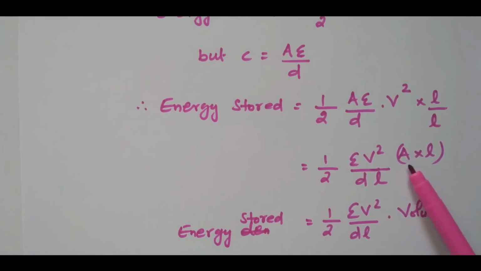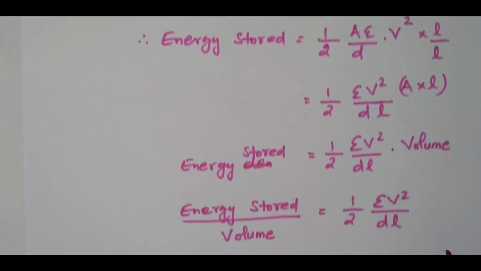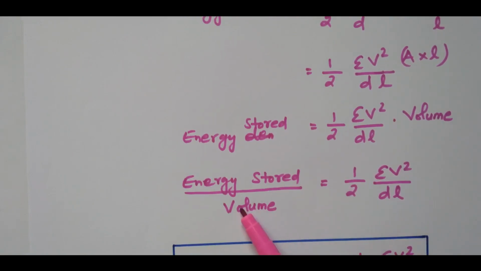Area means two parameters, length and breadth, or length and height, or breadth and height. Breadth, height into length is three parameters. If you multiply three parameters, that is volume. So energy stored equals half epsilon V square divided by DL into volume. Now bring this term volume to the denominator of the left hand side. So energy stored by volume equals half epsilon V square divided by DL.